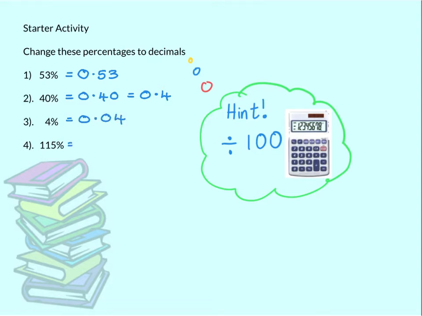And the next one, a lot of people think you can't get percentages that are more than 100, but you'll actually be having a wee look at some of these today. Okay, if you divide that by 100, you get 1.15. Okay.